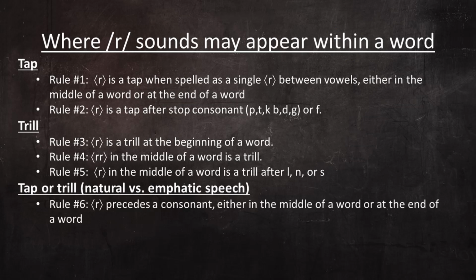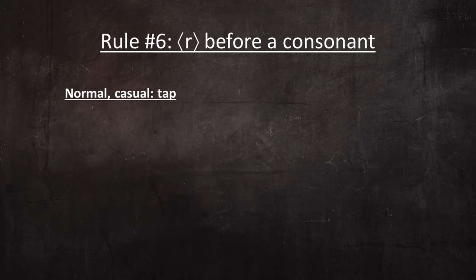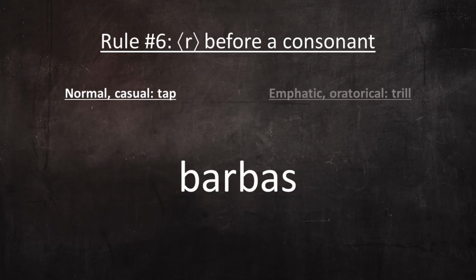When R precedes a consonant, either in the middle of a word or at the end of a word, it may be either a tap or a trill. R is a tap in this position in natural speech spoken at a casual pace, and it may be a trill in this position when speaking slowly, enunciating carefully, or especially when speaking emphatically or in an oratorical style. Observe these examples pronounced first with a tap and then with a trill.